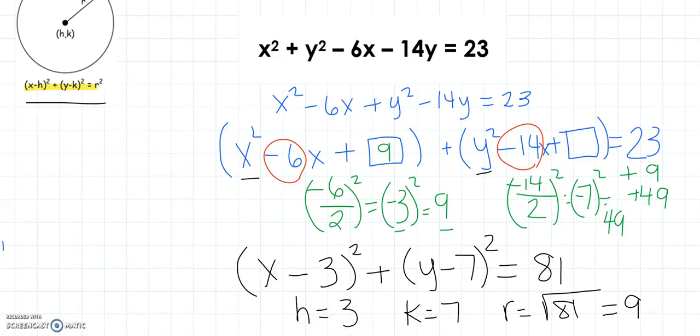Now we can take the general form, convert it to the standard form, and now we are able to graph our circle with a center of 3, 7 and a radius of 9. Now you try it.